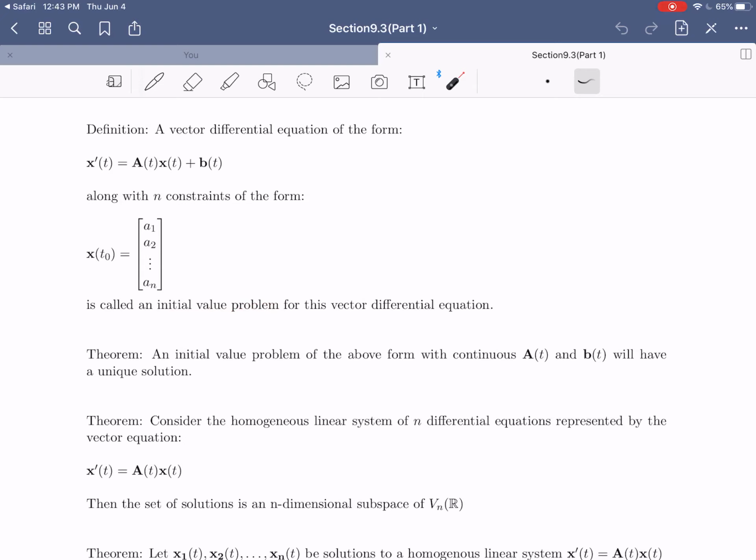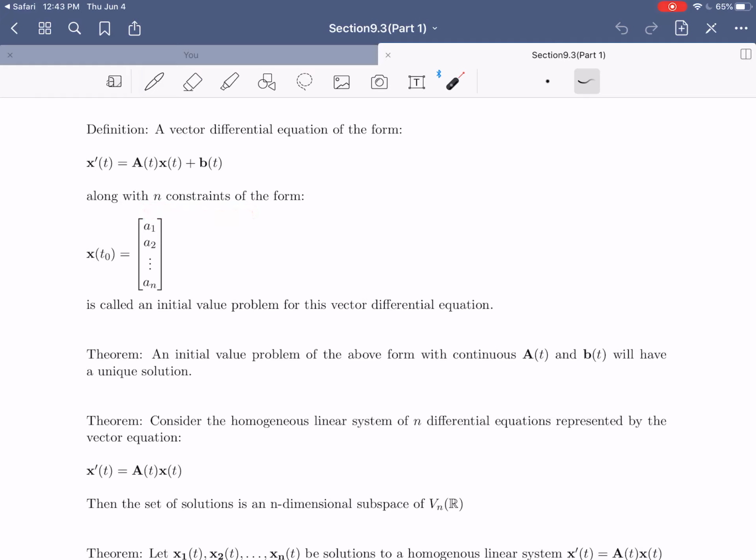Notice that for a vector differential equation, when we give an initial condition, we have to give an initial condition for each component of that vector function. In other words, we have to say what x1 at t sub 0 should be. It should be a1. x2 at t sub 0 should be a2. xn at t sub 0 should be an.